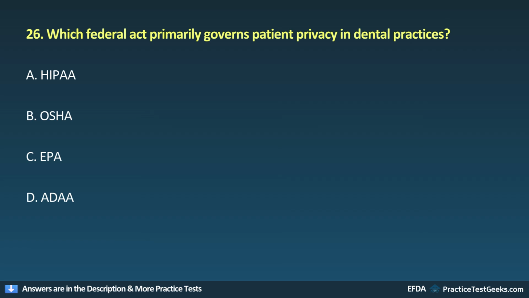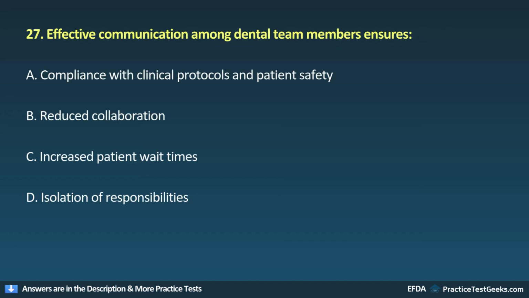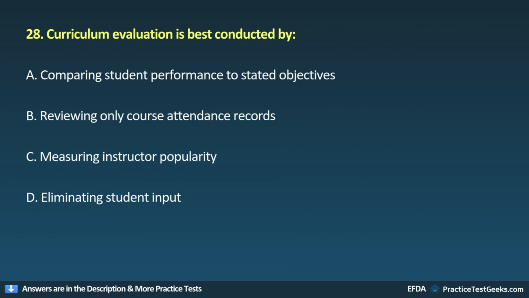A. HIPAA. B. C. D. 27. Effective communication among dental team members ensures what outcome? A. Compliance with clinical protocols and patient safety. B. Reduced collaboration. C. Increased patient wait times. D. Isolation of responsibilities.